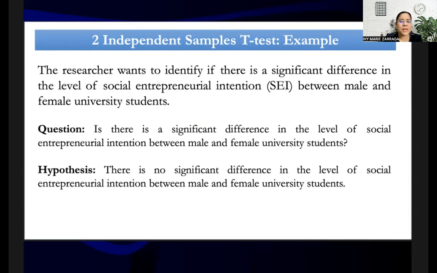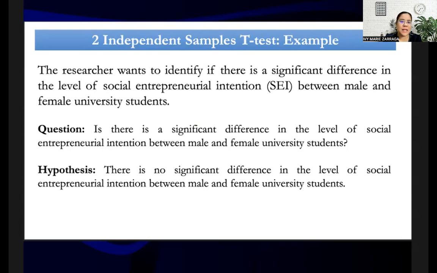The research question is: is there a significant difference in the level of social entrepreneurial intention between male and female university students? Then from the question itself, we can now develop our hypothesis. There is no significant difference in the level of social entrepreneurial intention between male and female university students. Normally, the hypothesis that you will reflect on your research paper or manuscript is the null hypothesis. But it's also possible if you will use the alternative hypothesis. For this demonstration, we will use the null hypothesis.